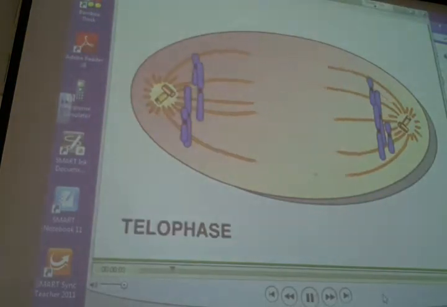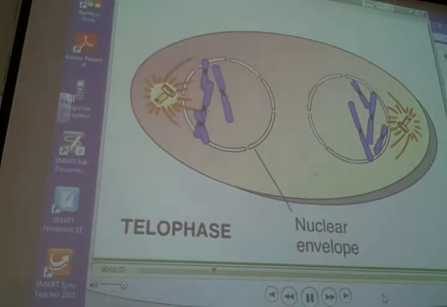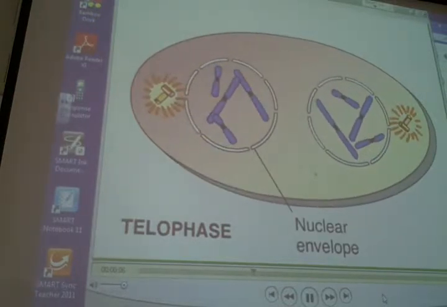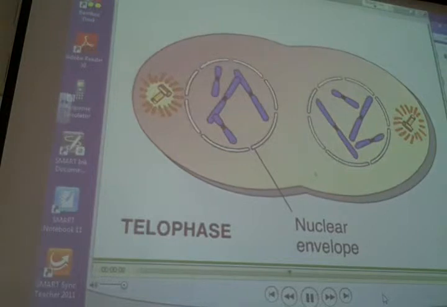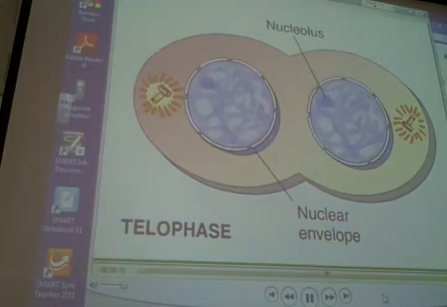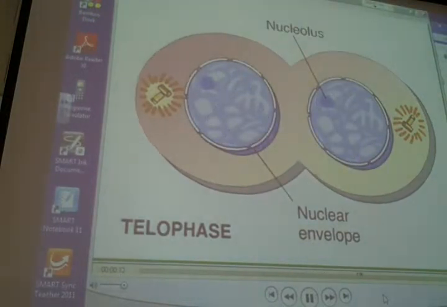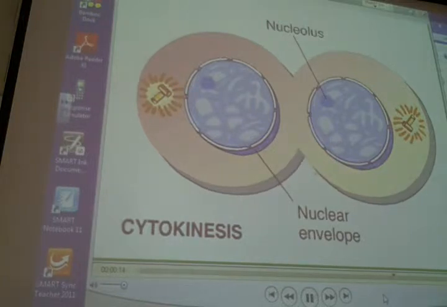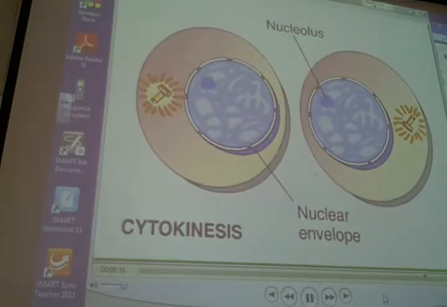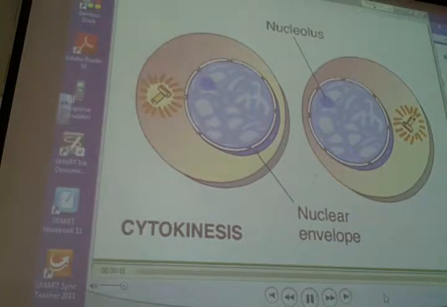During telophase, nuclear envelopes form around the identical sets of chromosomes at the two poles of the cell. The chromosomes uncoil and nucleoli appear in the two new nuclei. Meanwhile, cytokinesis begins, splitting the cytoplasm and separating the two daughter cells.